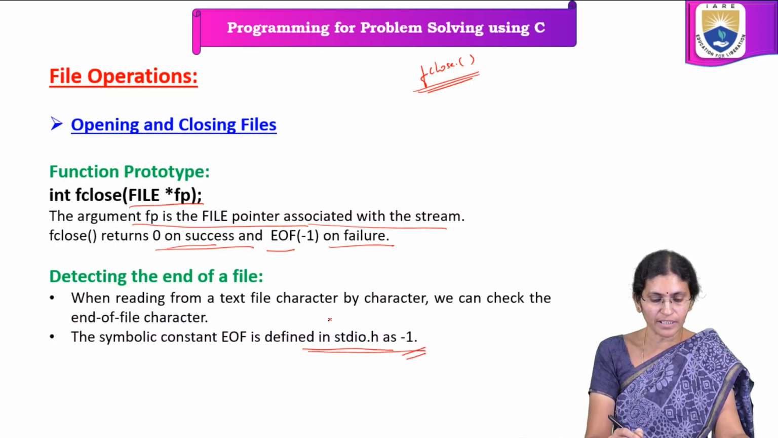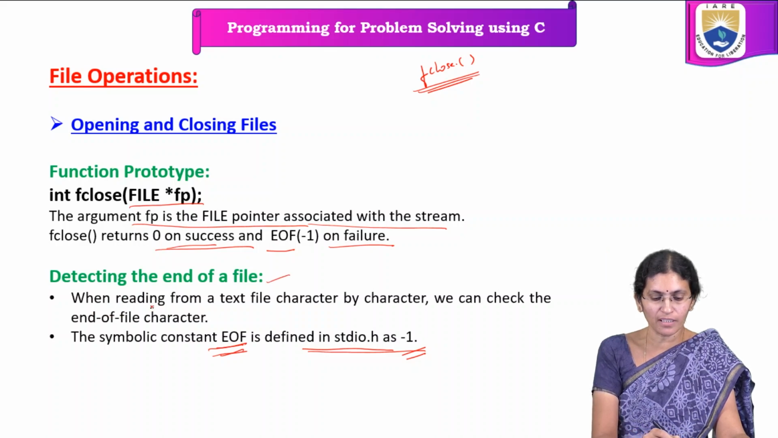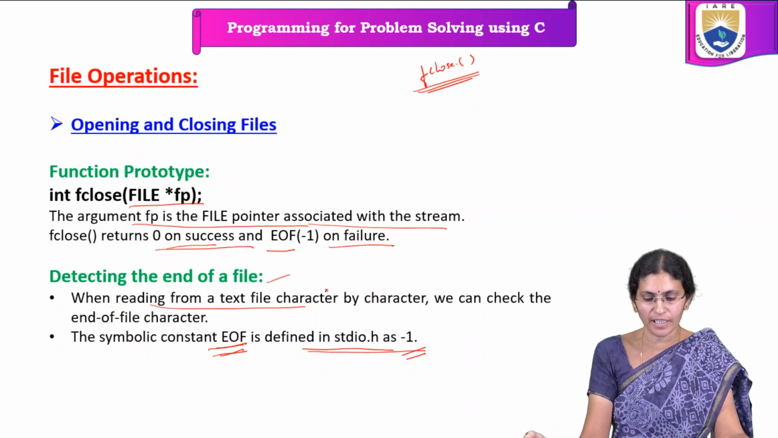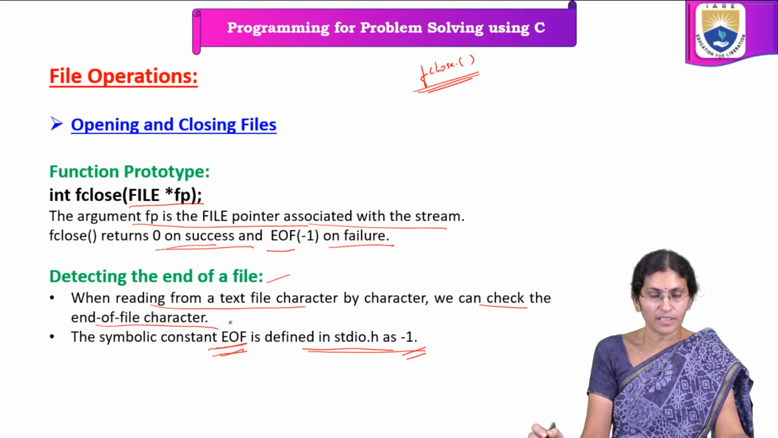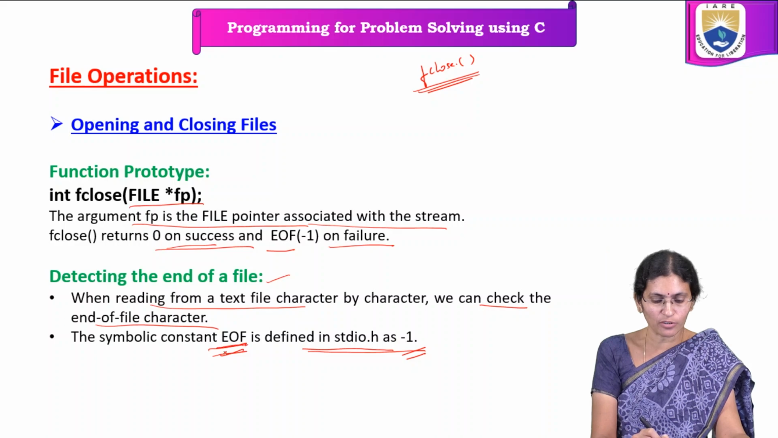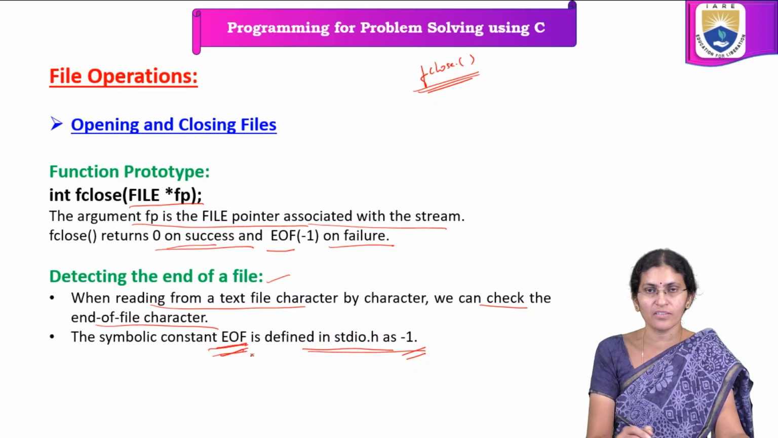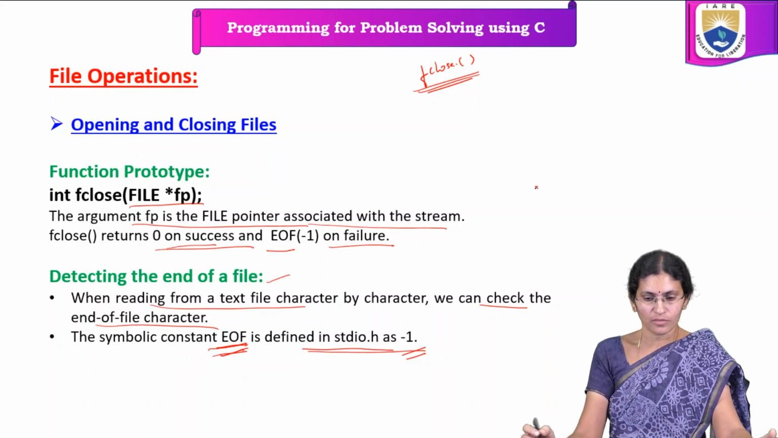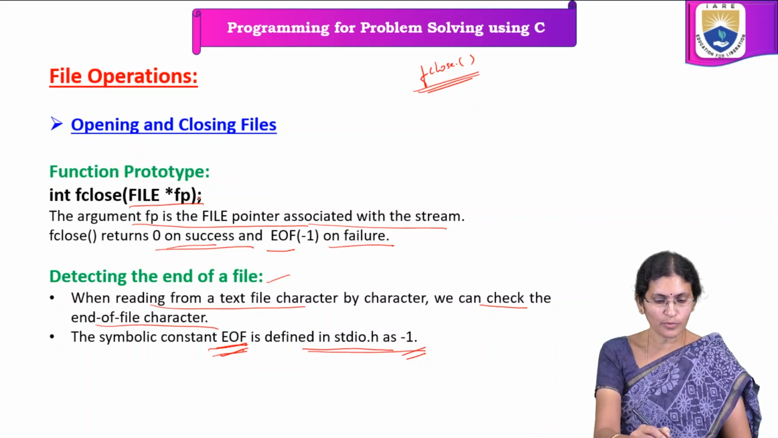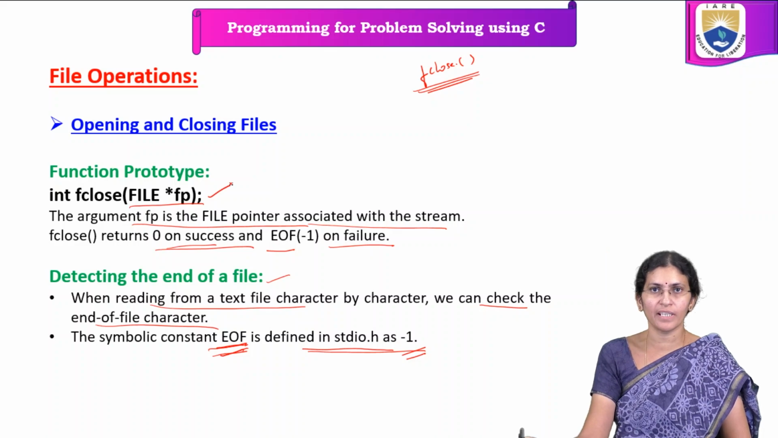We can detect the end of the file by using EOF. When you are reading from a text file character by character, we can check for the end of the file, that is, when the last character is reached. That we can do by means of EOF. We'll illustrate it with the help of some sample programs. This is the prototype to close the file.